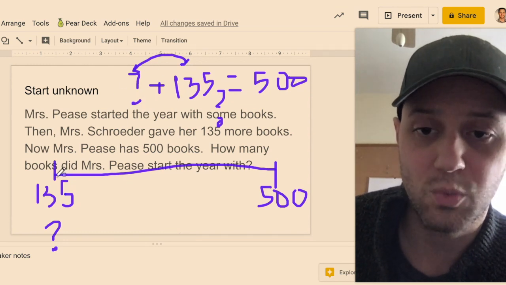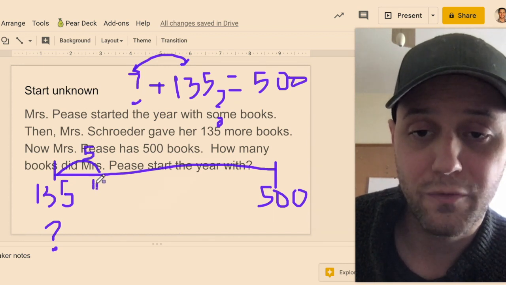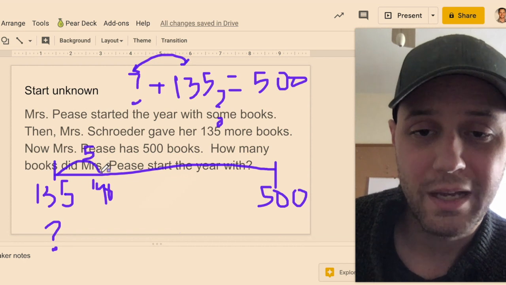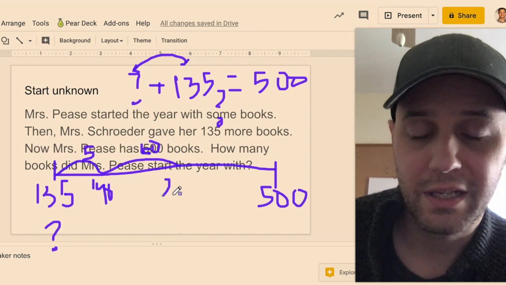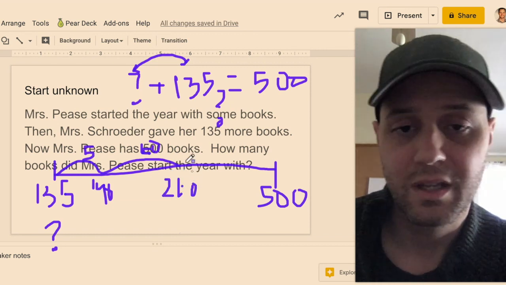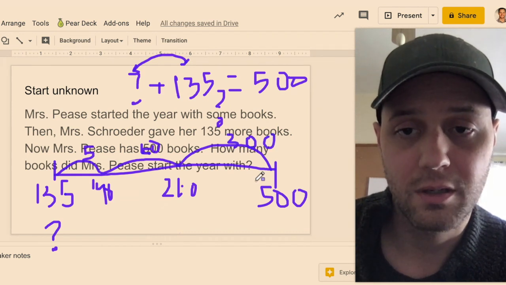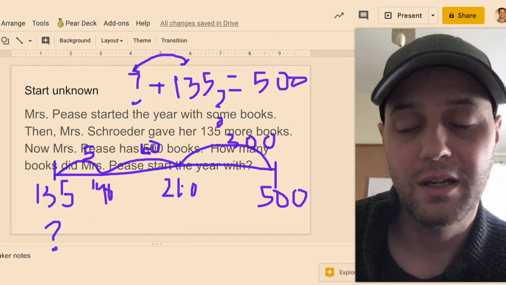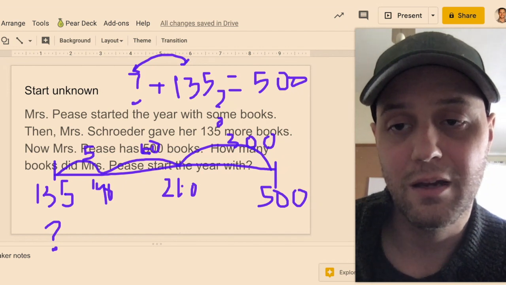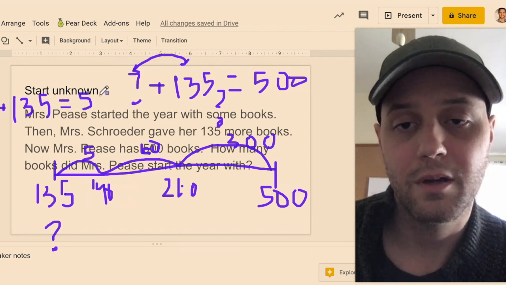So 135 plus what equals 500? First I'll add 5. Now it'd be 140. Now I'm going to add 60, and that is 200. And then I'll add 300, and that's 500. So she started the year with 365, because 365 plus 135 is equal to 500.